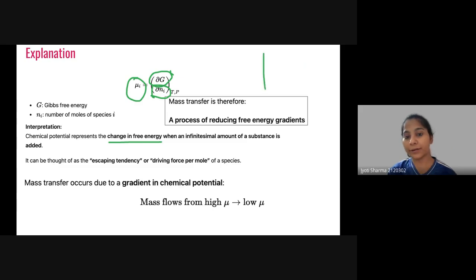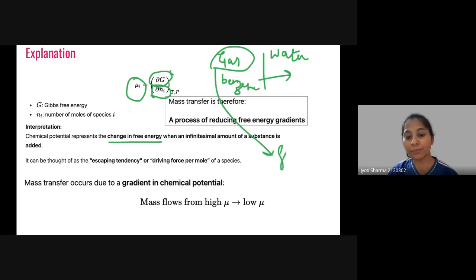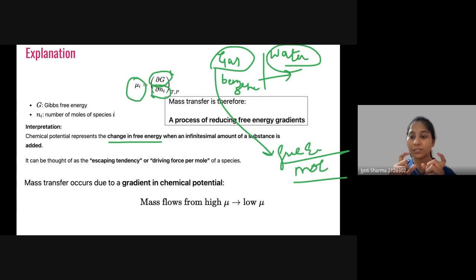Change in your free energy when you are adding some number of moles. So for example, again I'm saying, you have water here, and here you have, let's say, gas, and here you have benzene, right? And this benzene needs to move to the water. But before that, what we have to see is, in the gas, what is the free energy per mole? And you also have to calculate the free energy per mole in the water as well. And based on this free energy per mole, if the difference is equal to 0, then it means you are in the equilibrium condition. But if there is any gap, there is a chemical potential gradient, and there will be movement.